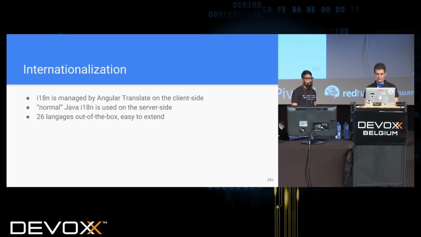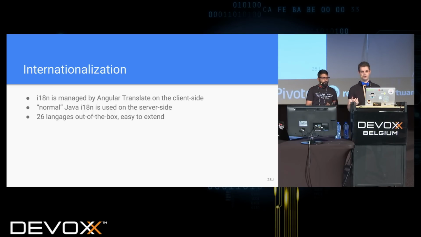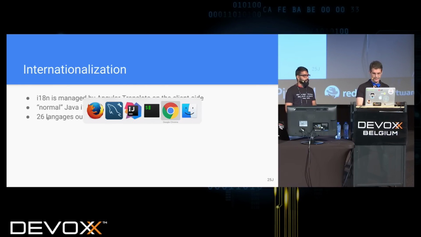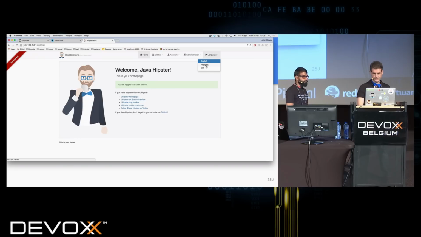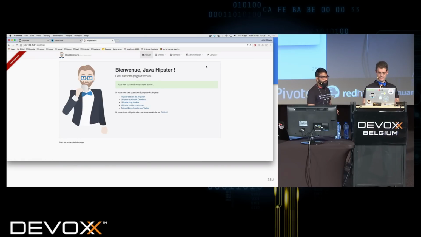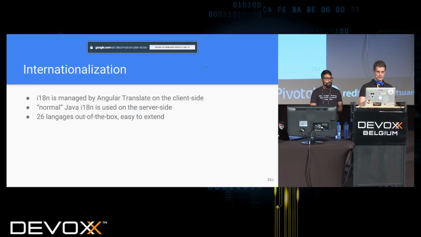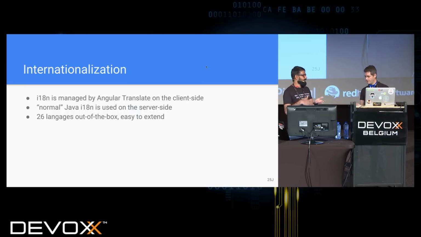Internationalization, as we saw, we do it at the same time on the back end and the front end. We use Angular Translate on the client side. So that's what we're seeing here when I change the language. So this is Angular Translate. We've got very strong support for it, but we also use it on the server side. Yes, the mails are translated.